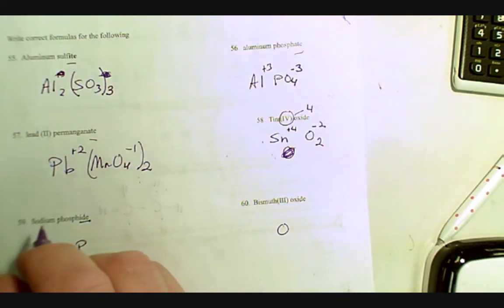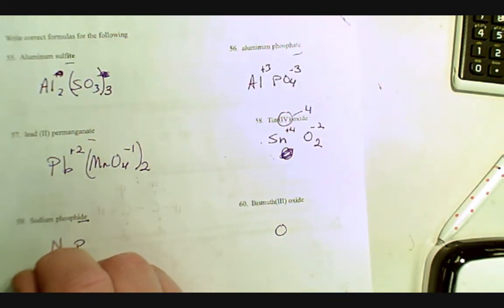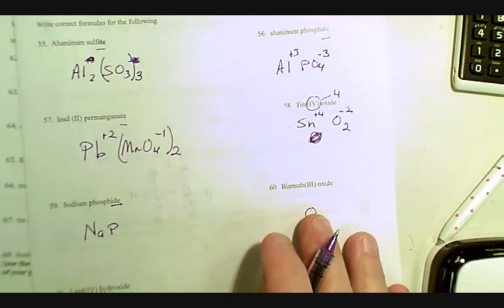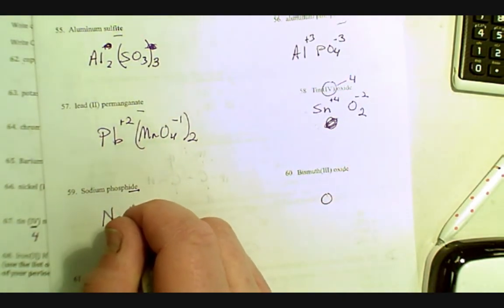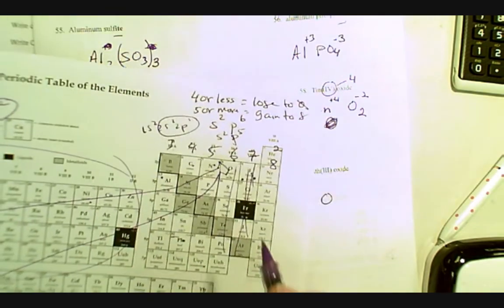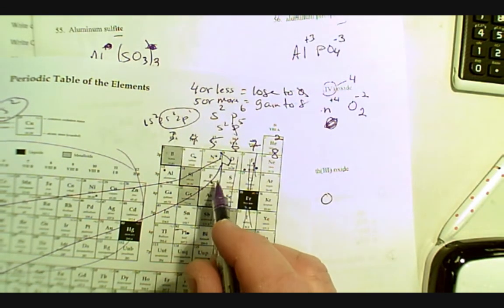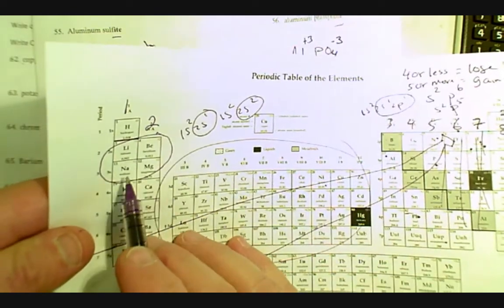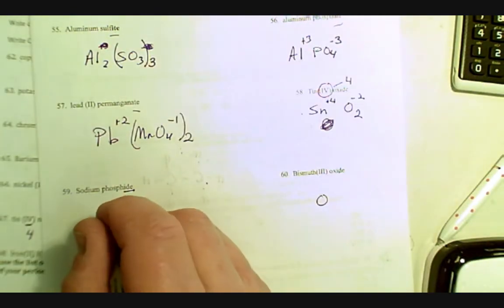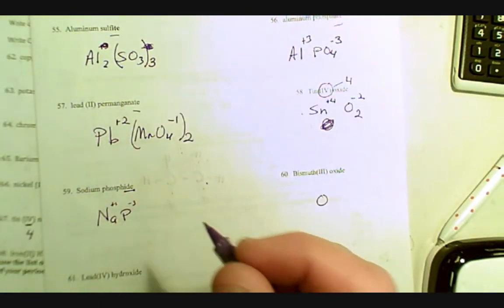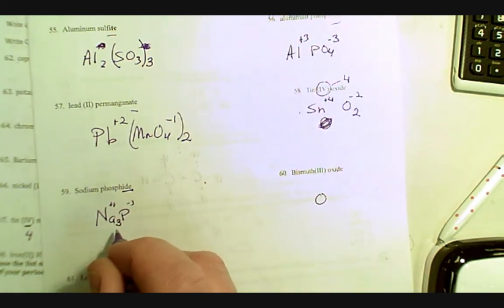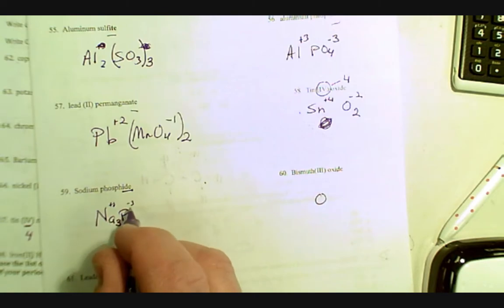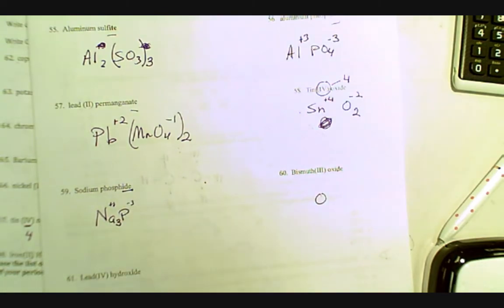All right, sodium phosphide. So we have sodium, that's Na, and phosphide is P. So P is over here with 5 valence electrons, so it's going to gain 3. Sodium's over here with 1, it's going to lose 1. So that's a +1, that's a -3. The charges need to be equal, so I need to multiply 1 by 3. If we were doing sticky notes, you'd have 3 sticky notes of Na and 1 sticky note of P.